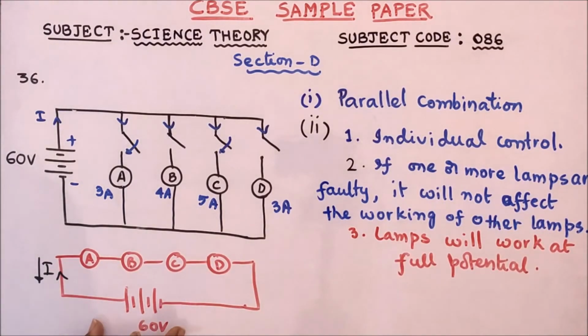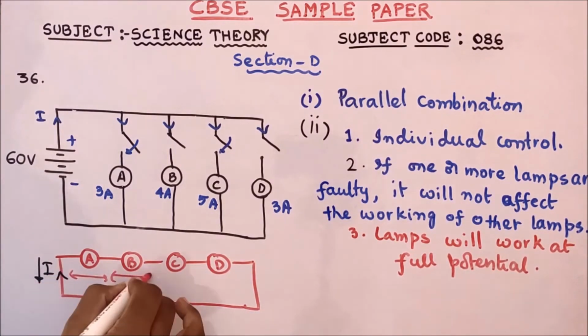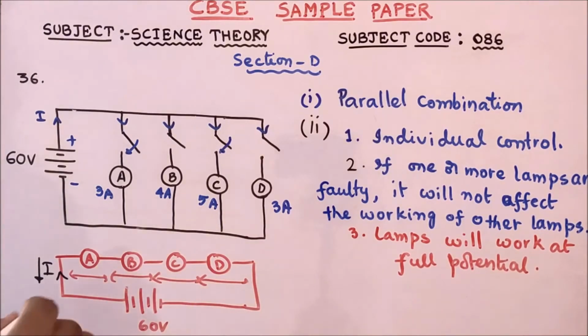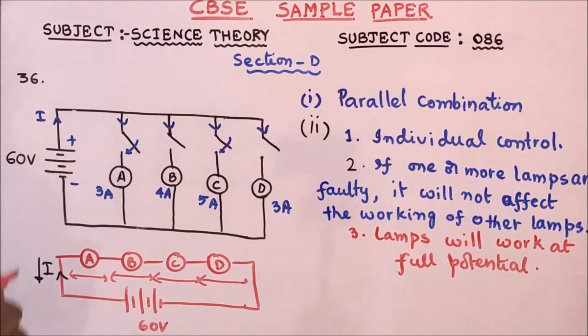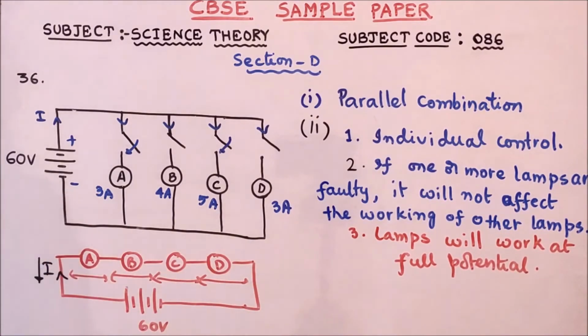See here, since they are connected in series, the potential drop will be different, and the resistances get added. Again, the potential drop is not 62 across each lamp, it has decreased, and since the resistances are connected in series, the net current will also decrease, so all the bulbs do not work at full potential.